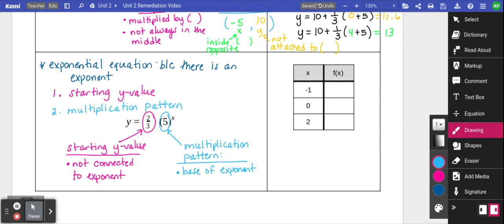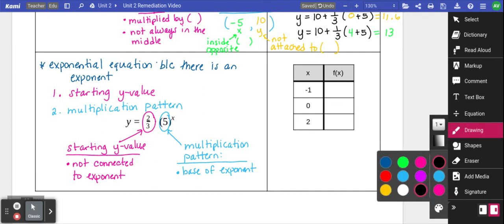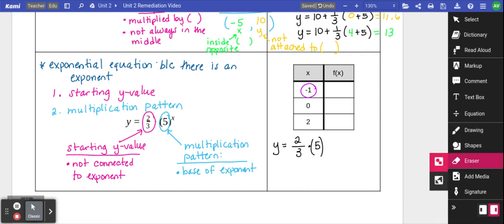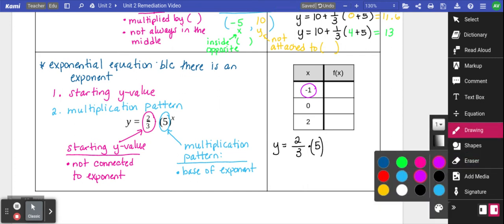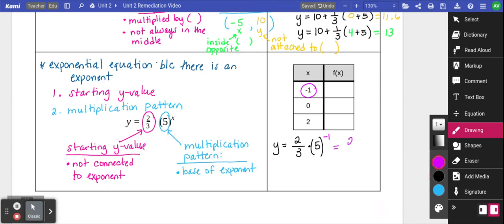Now, another thing I could ask you to do with this equation is plug in some numbers. So if I wanted to evaluate this equation for when x is -1, I would copy my equation, which is 2/3 times 5 to the x power. And I'm going to erase the x, and I'm going to put a -1 there instead. And now I'm going to use my calculator. When I type this in, I get 2/15.